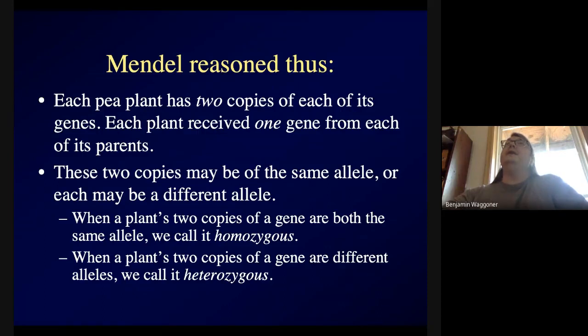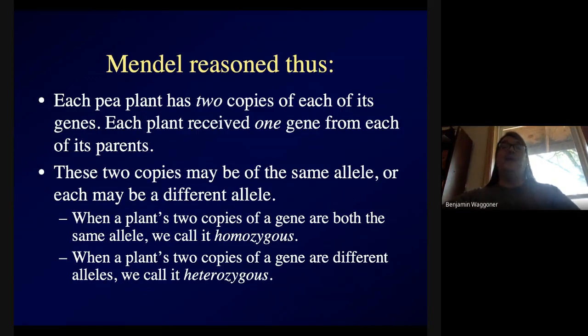Just like if you're flipping a coin twice, you could get 2 heads, or you could get 2 tails, or you could get a head and a tail, or a tail and a head, of course. When a plant's 2 copies of a gene are both of the same allele, we'd call it homozygous. That would be analogous to 2 heads or 2 tails on a coin, 2 coin flips. If a plant's 2 copies of a gene are different alleles, we call that heterozygous. That would be like head tail or tail head.